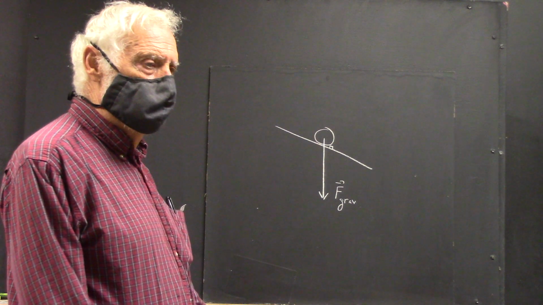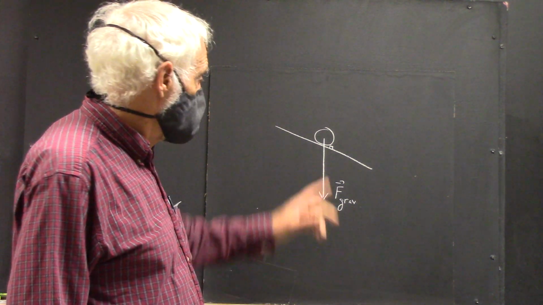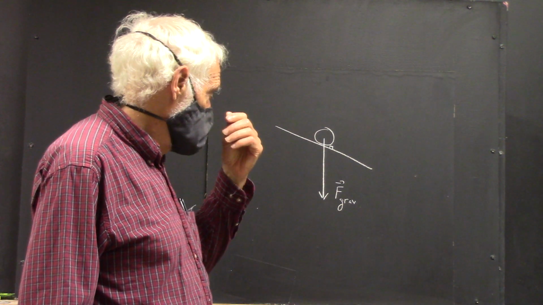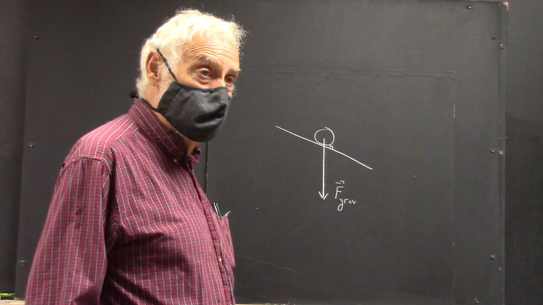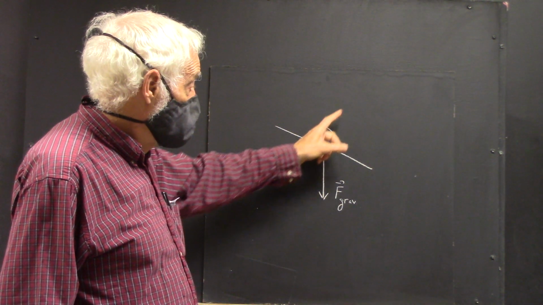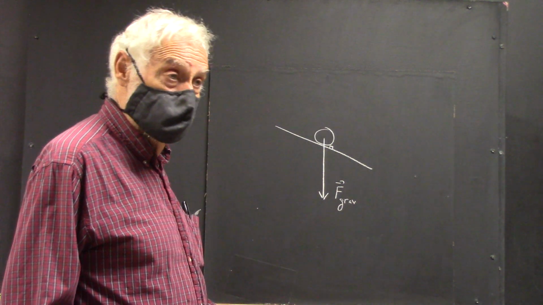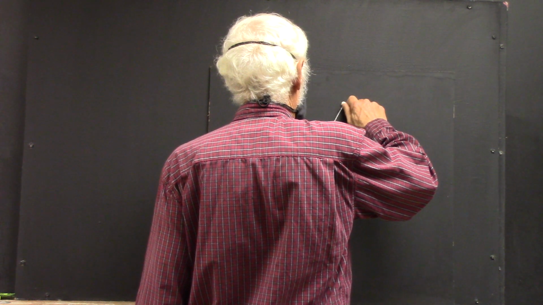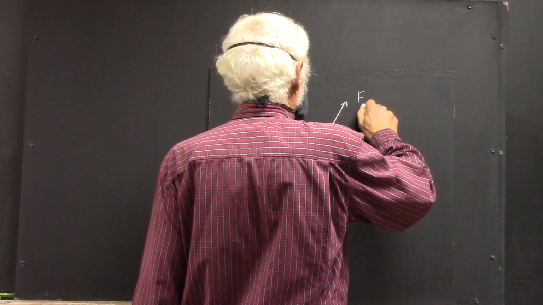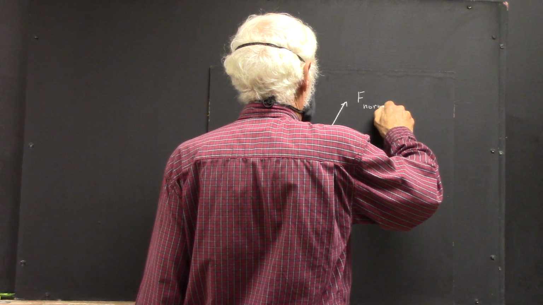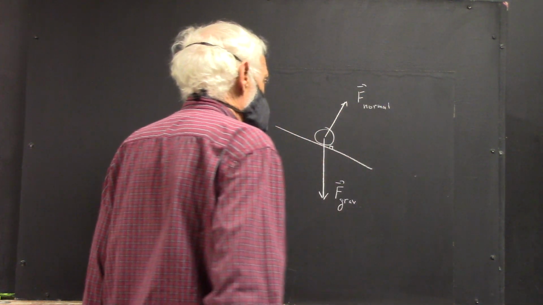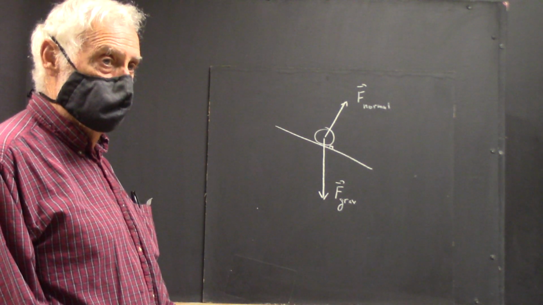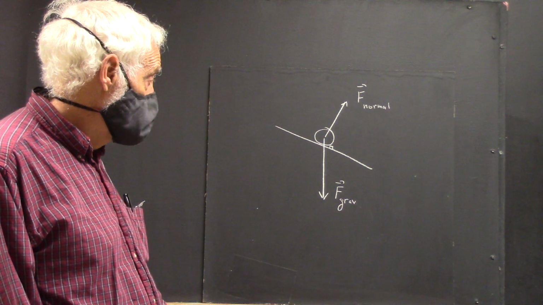Now, in what direction is the force of the incline? Normal force, perpendicular to the incline. We talked about it a couple of weeks ago, but now you're going to have to get that idea, okay? The incline itself exerts a force perpendicular to itself. Okay, so you have this force, which I call the normal force. Okay, what else?